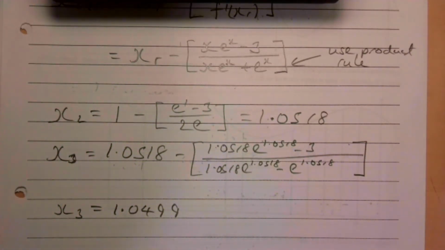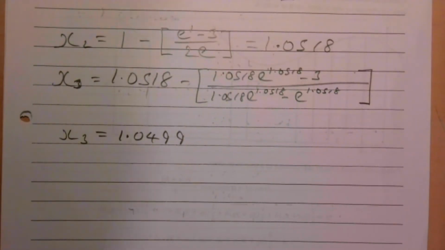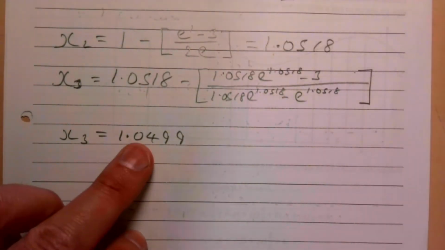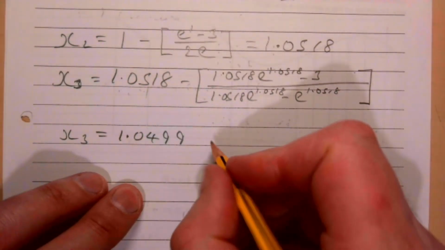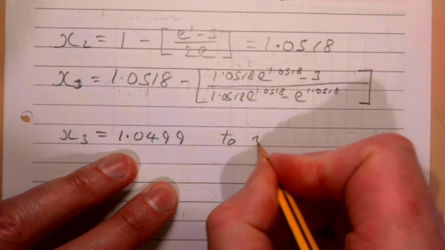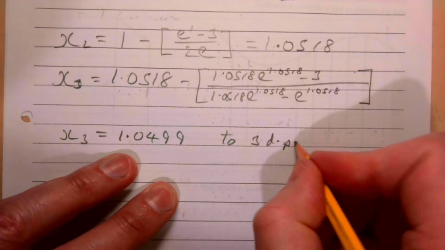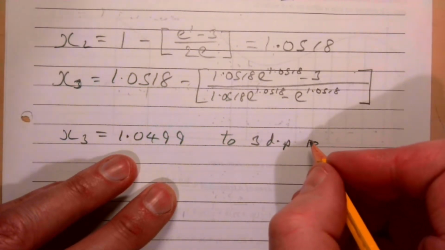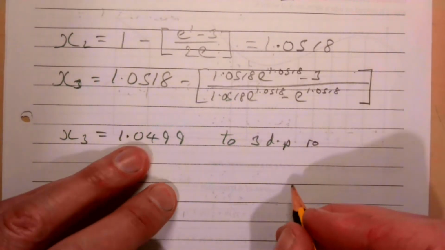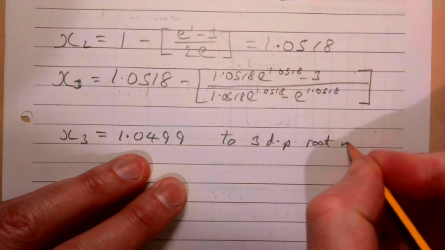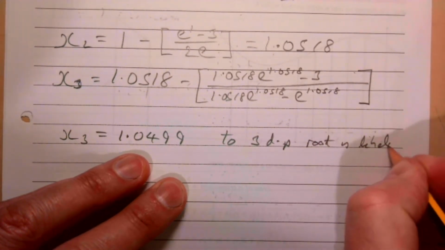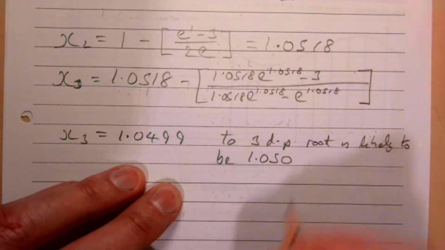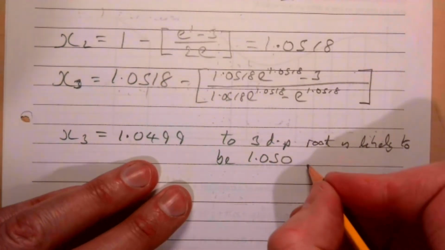Sorry about that. So we're going to take a slightly different tack here, and what do you reckon then? It's obviously going to be 1.05, we would hope. So to 3 decimal places, 3 significant figures, 3 decimal places, and the root is likely to be 1.050.